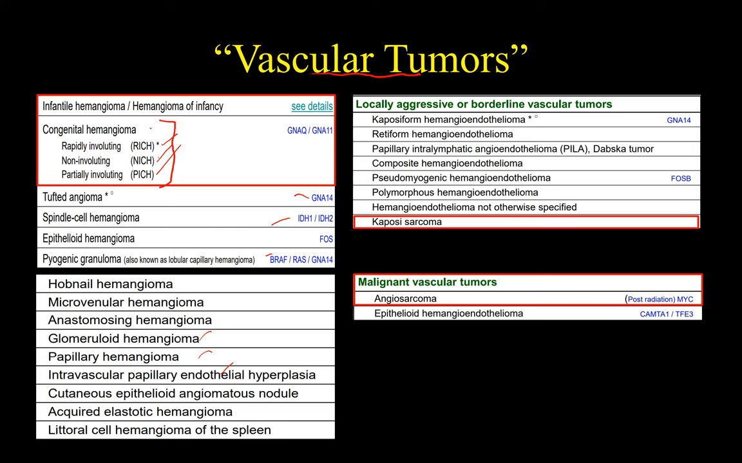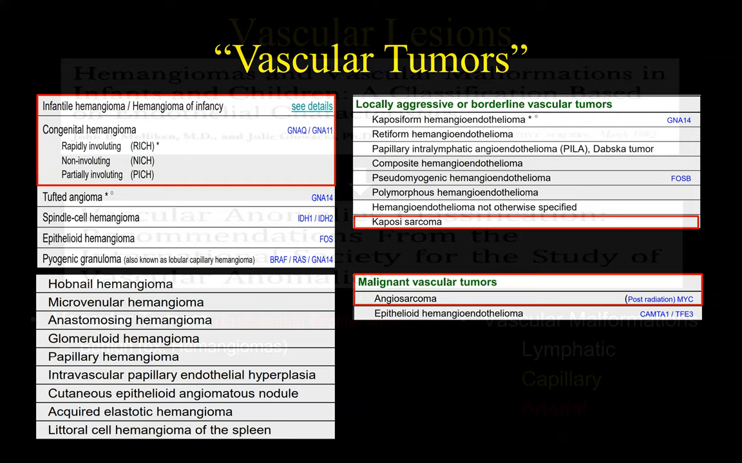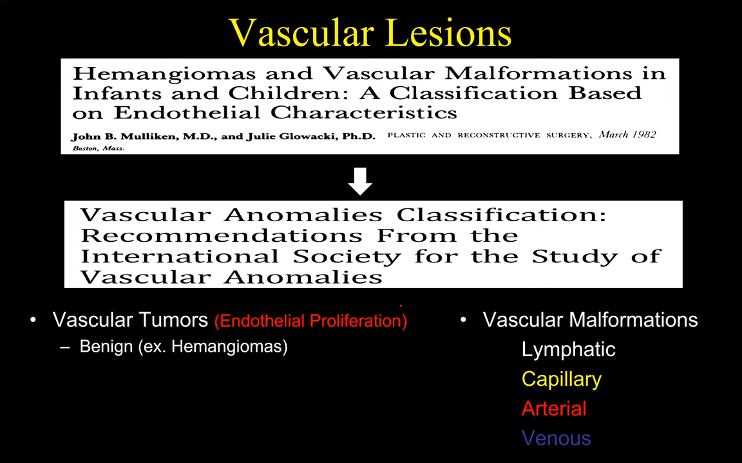But I did want to mention this in particular. Notice in the ISSVA classification, Kaposi's sarcoma is listed, as is angiosarcoma. So just realize that this is both in the ISSVA and it's also in the WHO classification. So it does get a little bit confusing. But in the context of today's talk, we'll just consider these vascular neoplasms. So what we did so far is that we talked about vascular tumors, and we talked about hemangioma. So you're probably sick of me saying that, but hopefully you've got it.